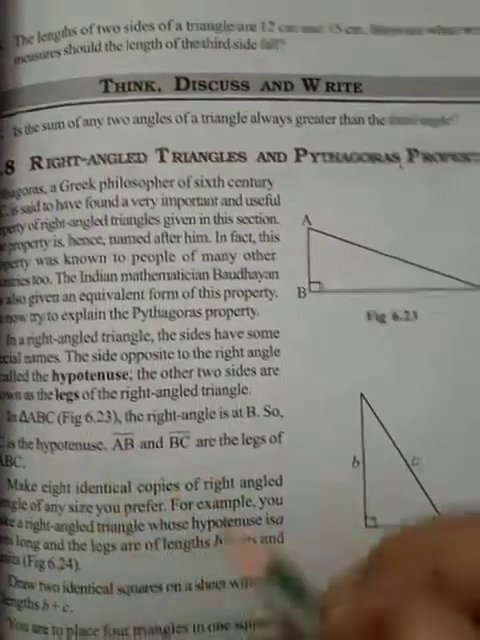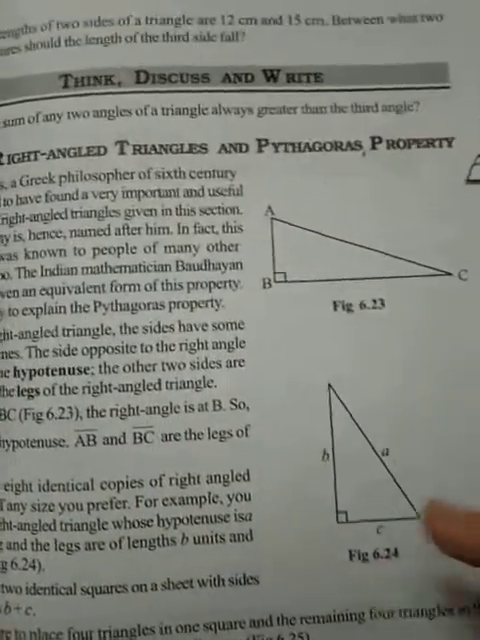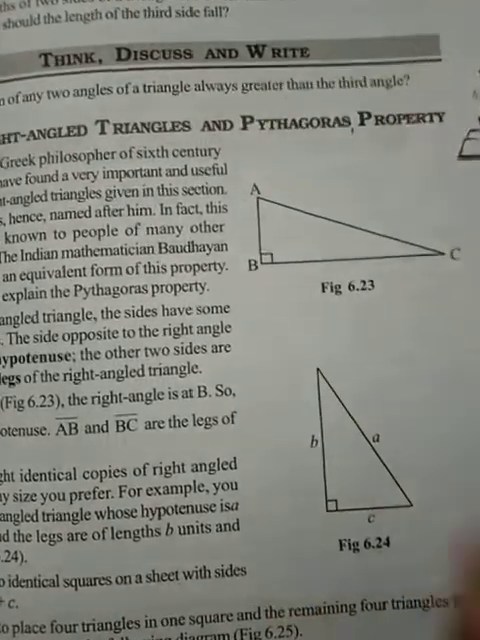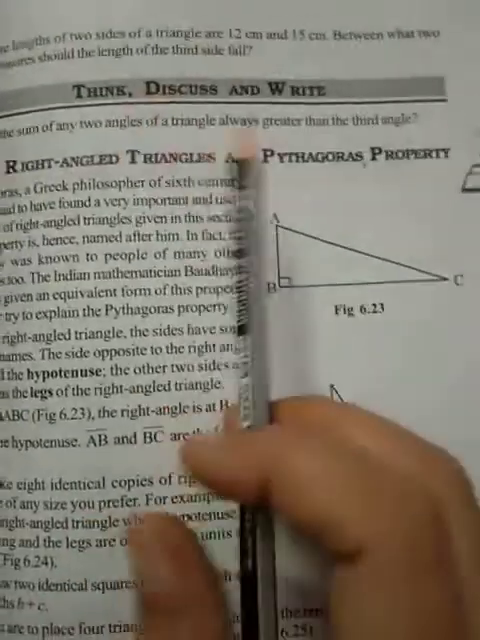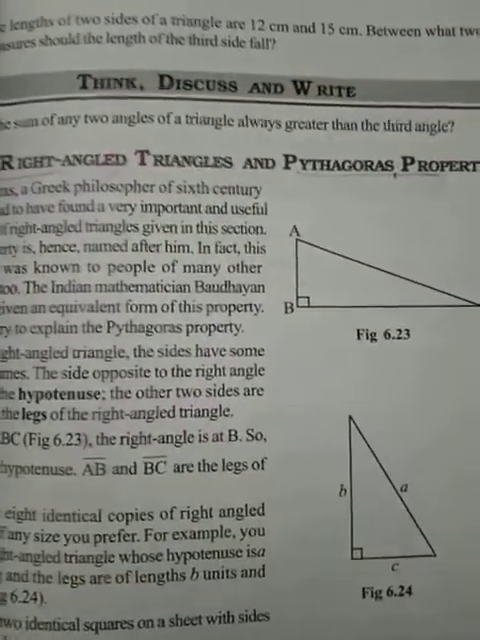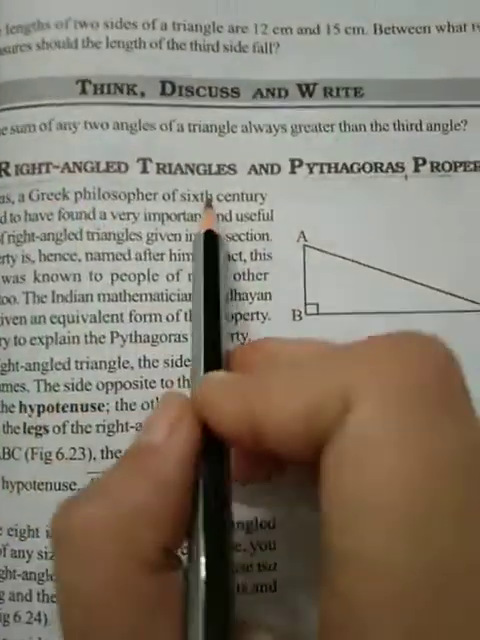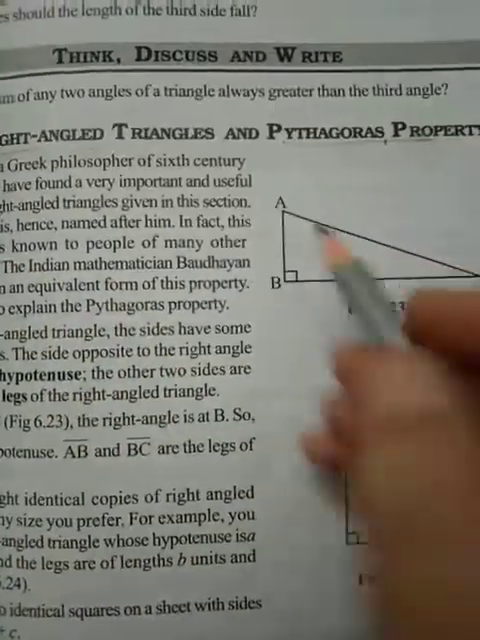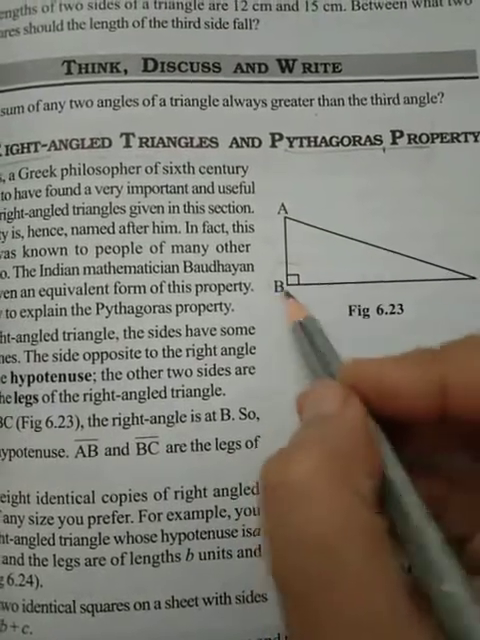Hello students, today we will discuss exercise 6.5 of chapter 6, the triangle and its properties. Firstly, see the right angle triangles, or you can say the Pythagoras property of the right angle triangle. Now what is a right angle triangle? A right angle triangle is one in which one angle is 90 degrees.